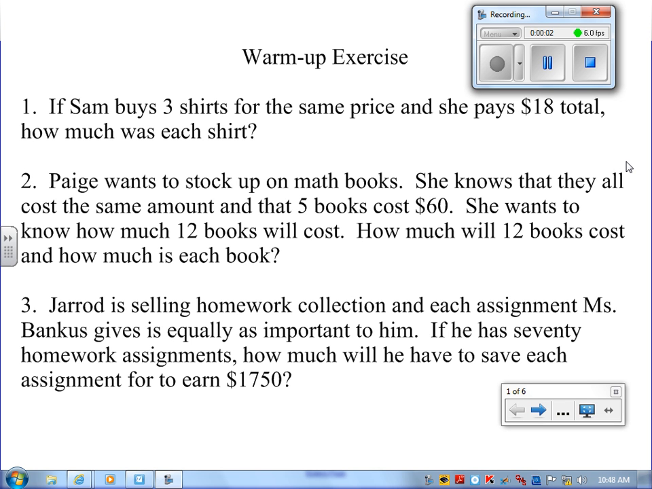Okay, if I can get you to pause the lesson so that they can do the bell assignment, and then whenever they are done with the bell assignment, you can go from there. Please go over their answers with them.